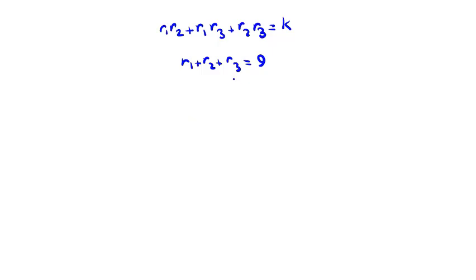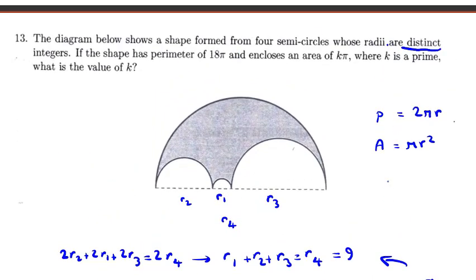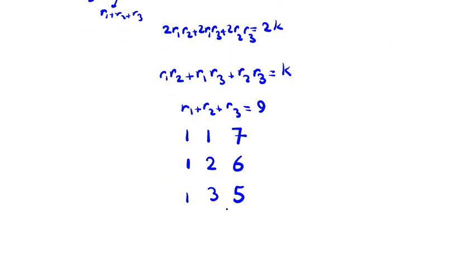We consider different cases. Because they are integers, it cannot be 8 or 9, because we don't have 0. So it is 7, the maximum number of r3 is 7. 6, then we have 2, 1, only this case. 5, then the other case will be 4: it will be 3, 1, 5. Because they are distinct, they are not equal. The problem says they are distinct. Let me show you. Distinct. So 5, 2, 2 we don't have.